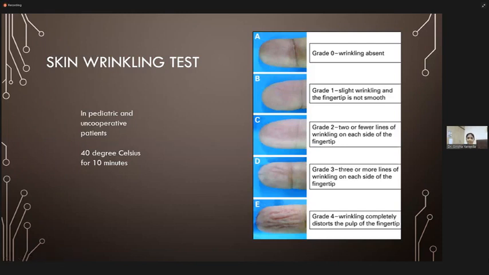The other test, which is very easy to do, which can be used in pediatric and uncooperative patients and at the bedside, is the skin wrinkling test. Here, the patient is asked to submerge his or her hands in water at 40 degrees centigrade for 10 minutes. And we can check whether the wrinkling is present or absent. Normal wrinkling is suggestive of intact sensory nerve fibers. So this is the skin wrinkling test.